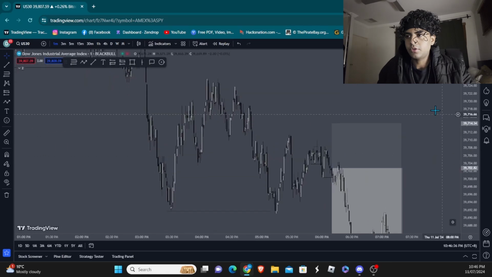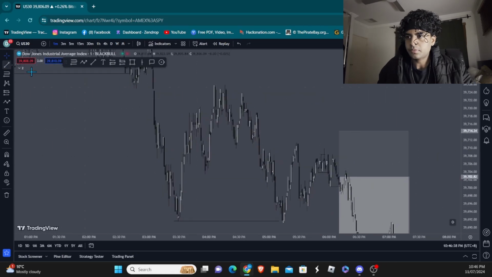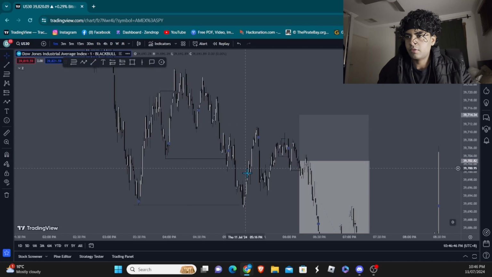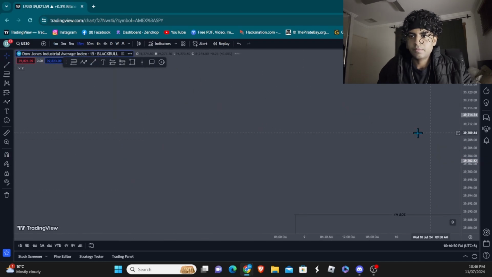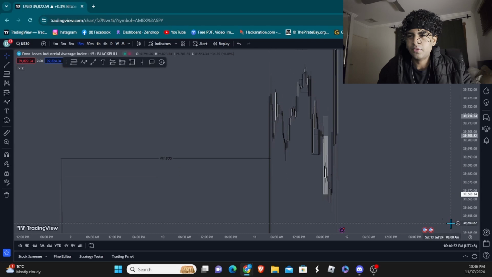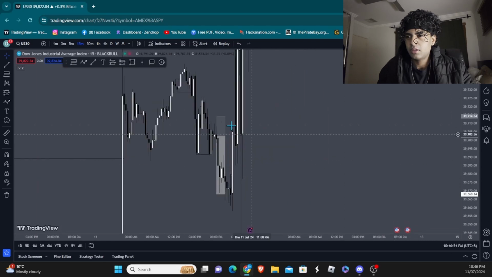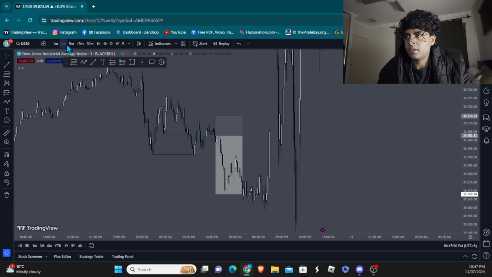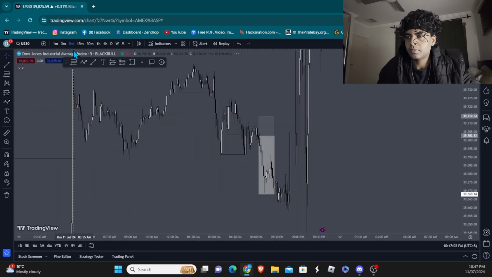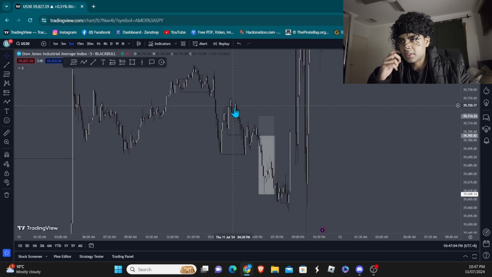If you want, you could have taken this as a shift right here, and then wait for a retracement somewhere in this level and take a short here. But on the 15-minute, it's a type 2, and on the 5-minute, that's just a type nothing.